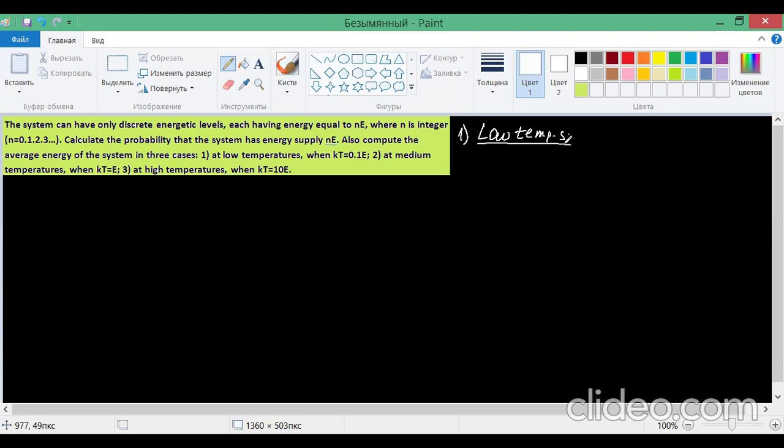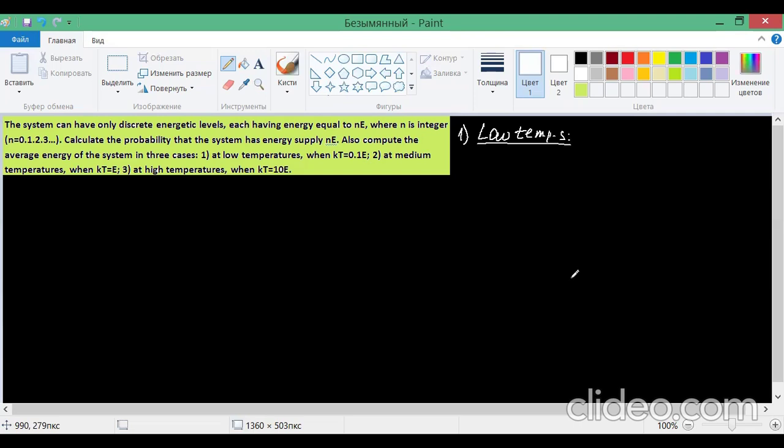The thing is that the probability that the system has energy n times E is equivalent to the calculation of energy level population. And this is what we're going to do right now. In other words, before we calculate the average energy of the system at low temperatures, we will have to calculate the energy level population, and that automatically answers the first question. Okay, now let's start from the beginning, and we remember that before we apply the Boltzmann distribution equation, we have to calculate the values of Boltzmann factors for each of the energy levels.